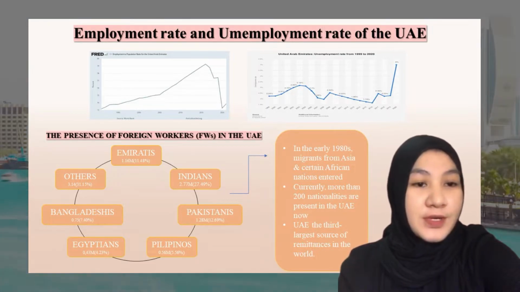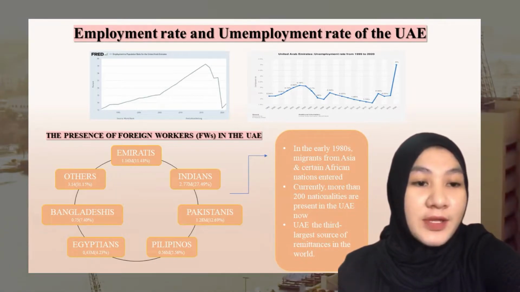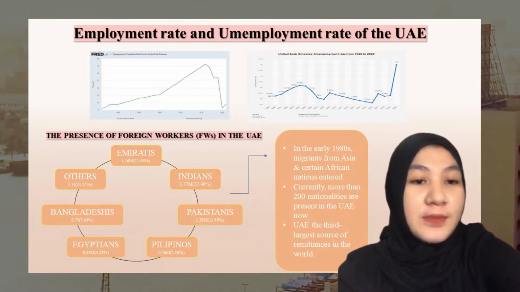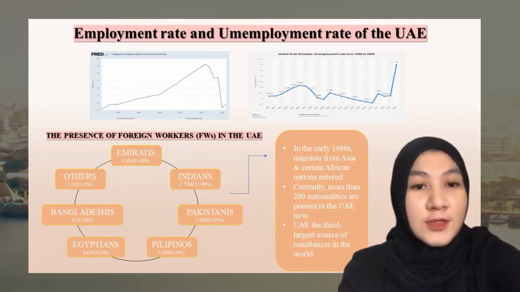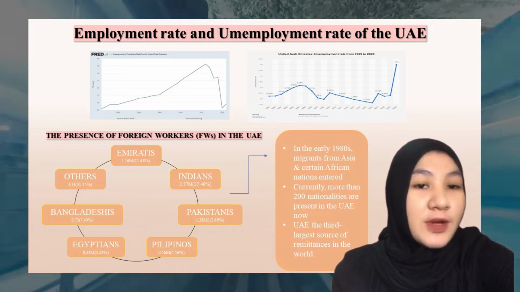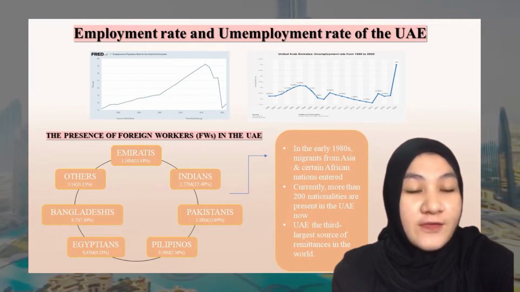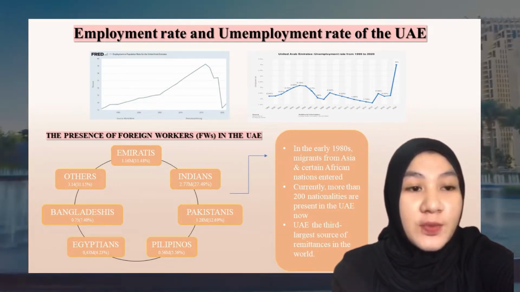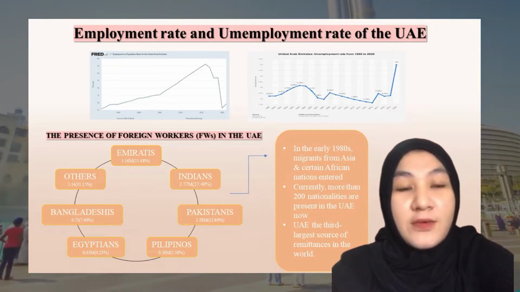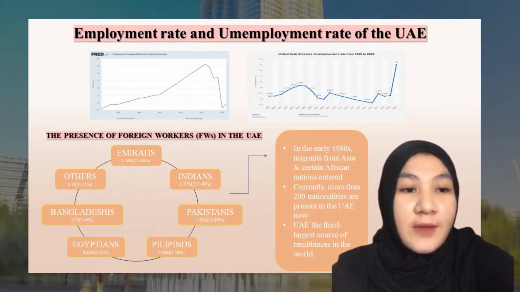Next, the presence of foreign workers in the UAE. The UAE is one of the most popular places in the world for migrants seeking employment. It is quite evident that expatriates outnumber the nationals in the UAE. Today, more than 200 nationalities are present in the UAE. According to the Migration Policy Institute, the expat population accounts for 88.55%, which is around 8.92 million, and the nationals only consist of 11.48% with an amount of 1.16 million. The majority of low-skilled and semi-skilled workers come from Asia and the Middle East.